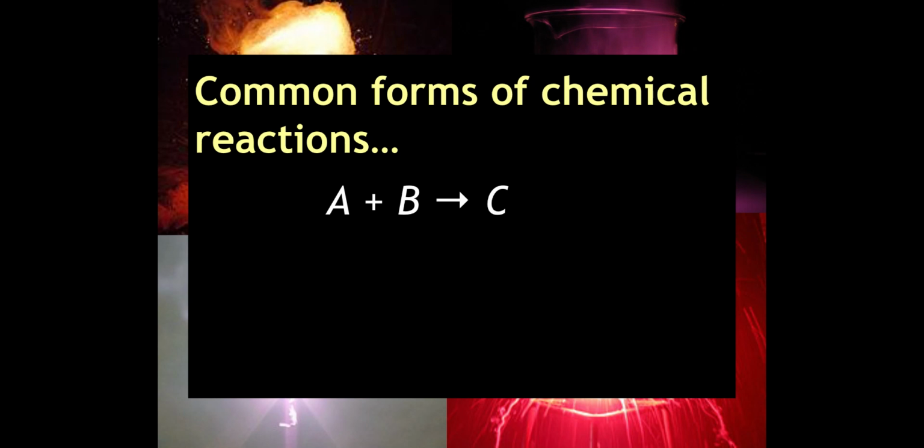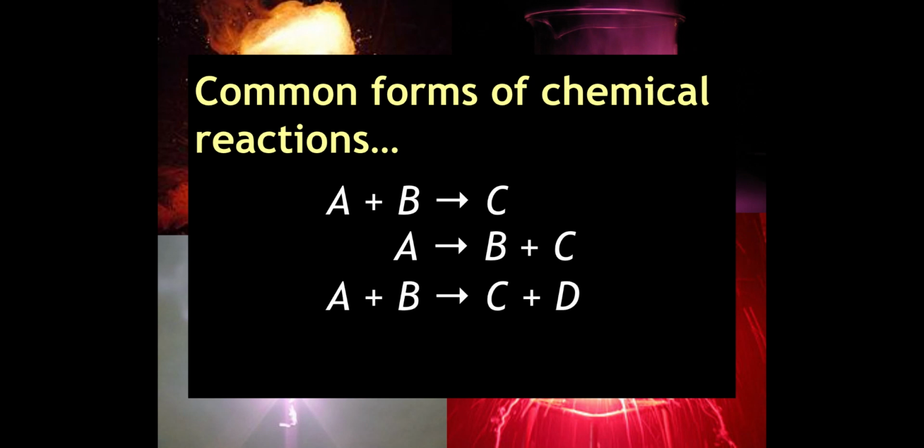Here's another type of reaction that can happen. A yields B plus C. So I start with A, that's my reactant, and it breaks down into two things, B and C. Those are my products. Another type of reaction is I take two things, A and B, and I put them together, and this yields two new things, C and D. So A and B would be my reactants, and C and D would be my products.